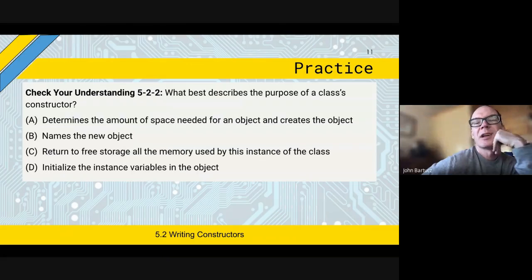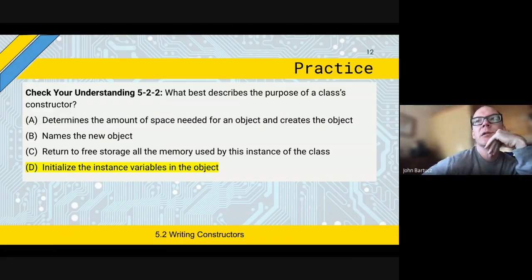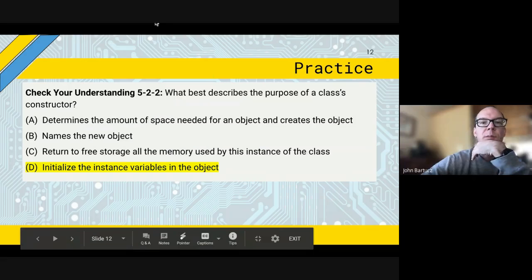And while that's kind of true, what we're really doing is initializing the instance variables in the object, right? That's the purpose of it, is to set the instance variables. That's what we've been doing. So we have our instance variables, and the constructor is supposed to do something with those instance variables, so that you can use them later on in your methods. So even though A is mostly true, D is the best answer, because that's what we're spending most of our time doing.